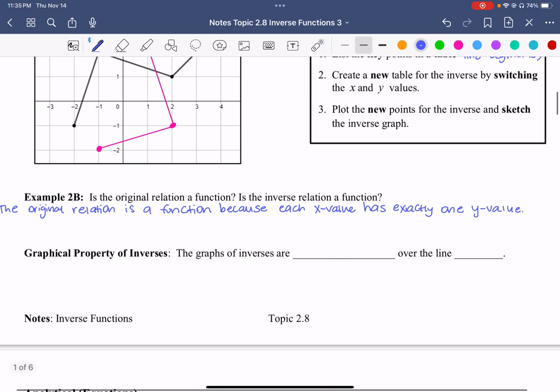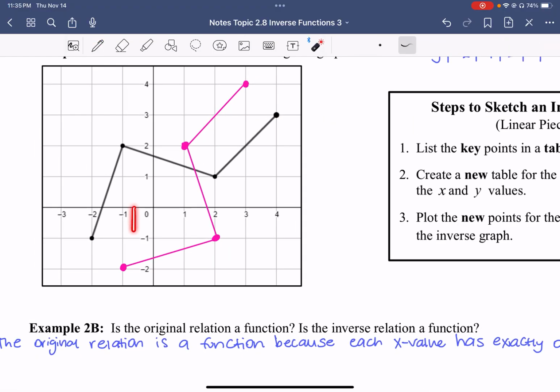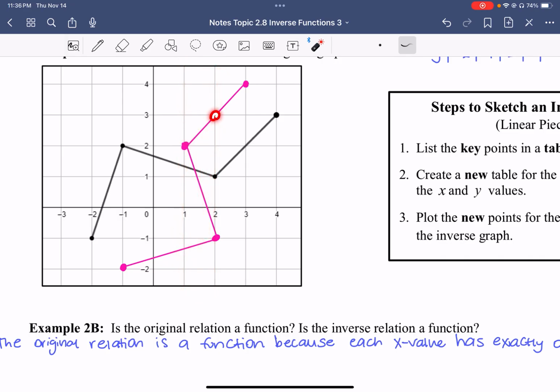Now, the follow-up question says, is the inverse relation a function? So that's the solid pink. If I draw a vertical line, it passes here, it passes here, but notice what happens when I get to x equals 1. I already have a point here, and now I have another one there. So it fails as soon as I get to x equals 1. What happens if I go to 1.5? It touches once, twice, 3 times. And when I get to x equals 2, it's touching here and there. Okay, so notice that everything between x equals 1 and x equals 2 fails the vertical line test.